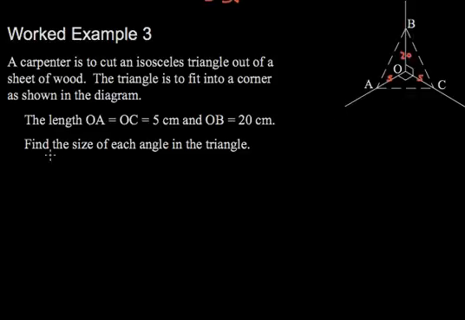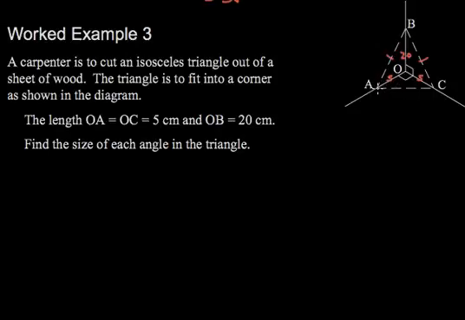And it's asked us now to find the size of each angle, presumably so that he can use a piece of wood to cut it out. So the first thing to do, I think, is to find the lengths AB and BC. And we know that they are equal because it's isosceles, so I'm just going to mark that like this. How would we find the length AB using our information?